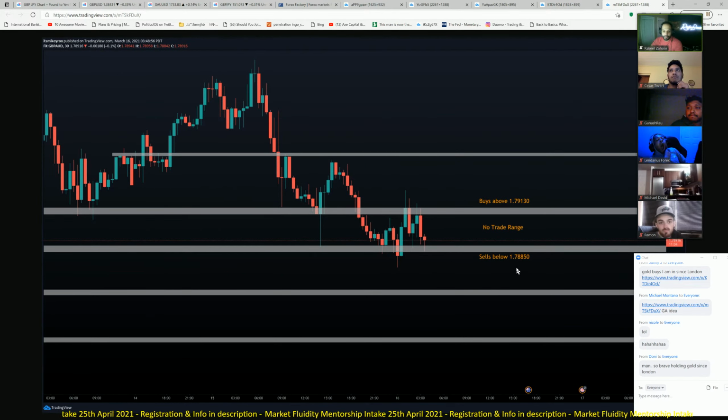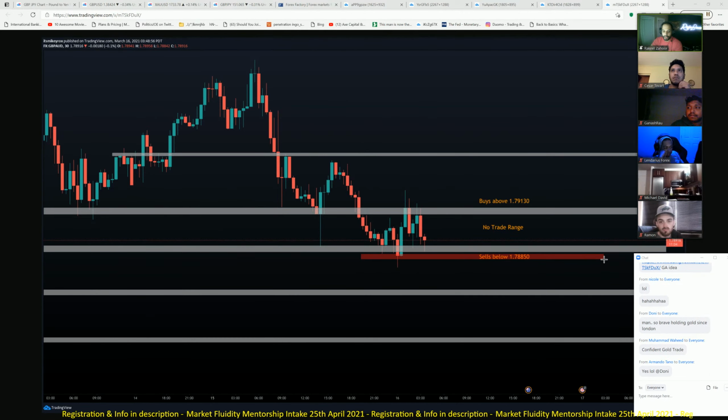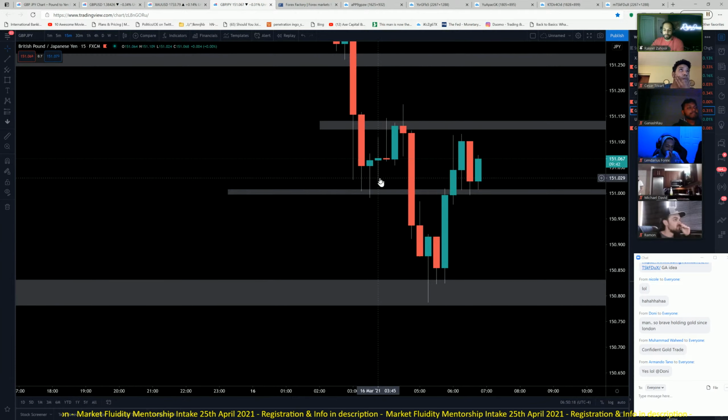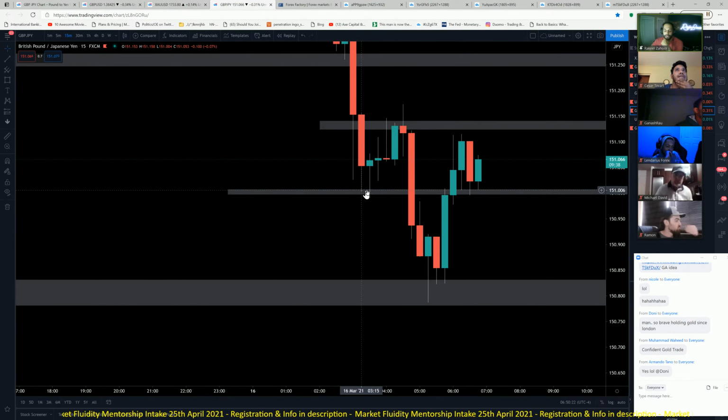GBPAUD 30-minute time frame, sells below 1.78850, buys above this area. I think you can even maybe lower your support to this area right over here, because this is your recent support, and we need to break this to continue down. Yeah, look at that. Good thing it didn't take any sells. See, we're right. Price may react to this area here to the left-hand side, and it did. So now we're in a range over here.